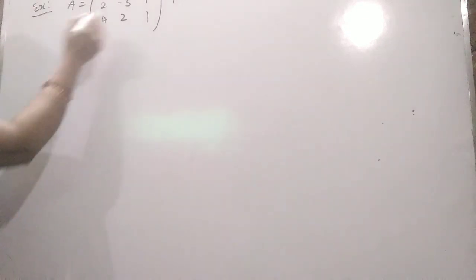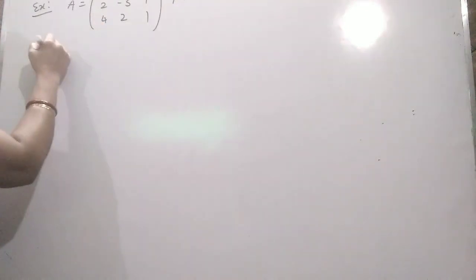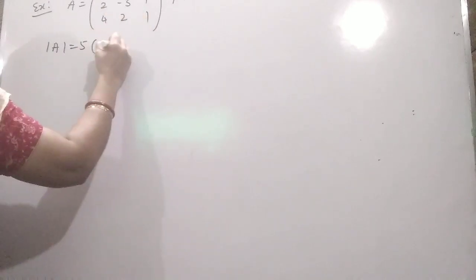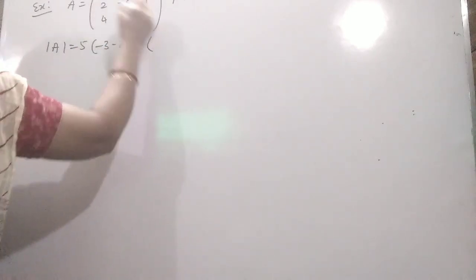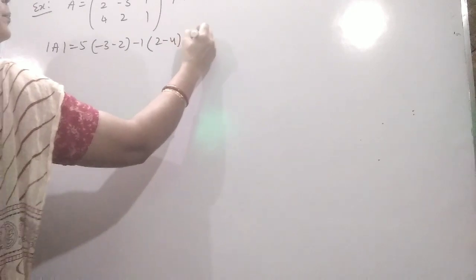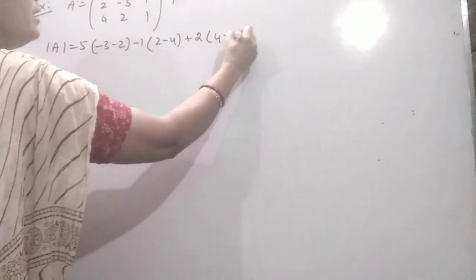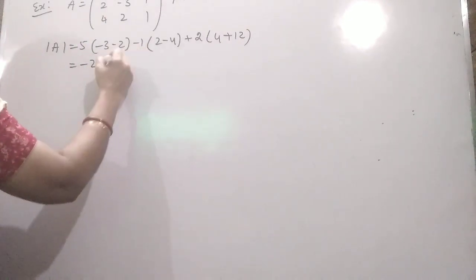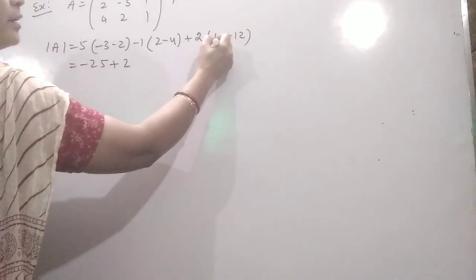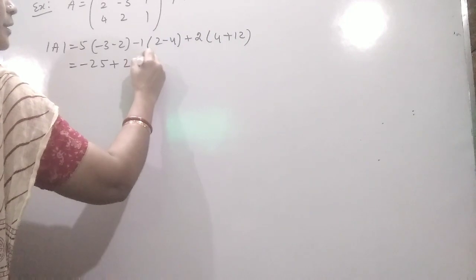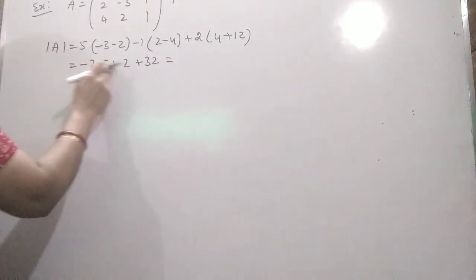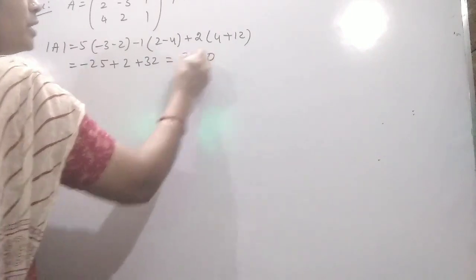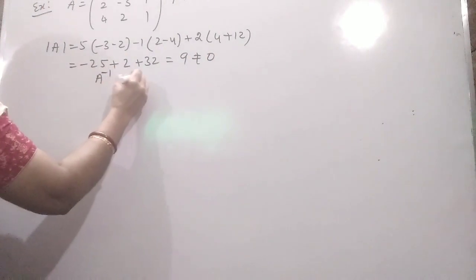Now A inverse. Better, first, if you want to find A inverse, first you should decide about the determinant of A. 5 into minus 3 minus 2, minus 1 into 2 minus 4, and then plus 2 into 4 plus 12. Now we will get minus 5, minus 25, and then plus 2, and then this is 16 plus 32. So 34 minus 25, I think 9, beta. 9 not equal to 0, therefore A inverse exists.